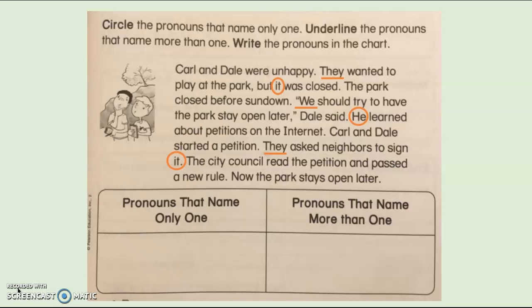Okay, so now you have circled and underlined your pronouns. Now you can go ahead and write those in the chart below. So remember, the pronouns that name only one are the ones that you circled. The pronouns that name more than one are the ones that you underlined. Pause the video so that you can write those in the chart. You can do this on your whiteboard. And then I will give you the answers at the end.